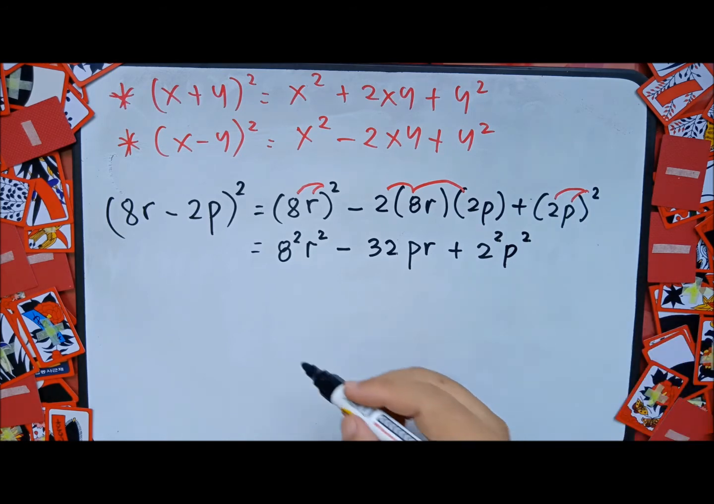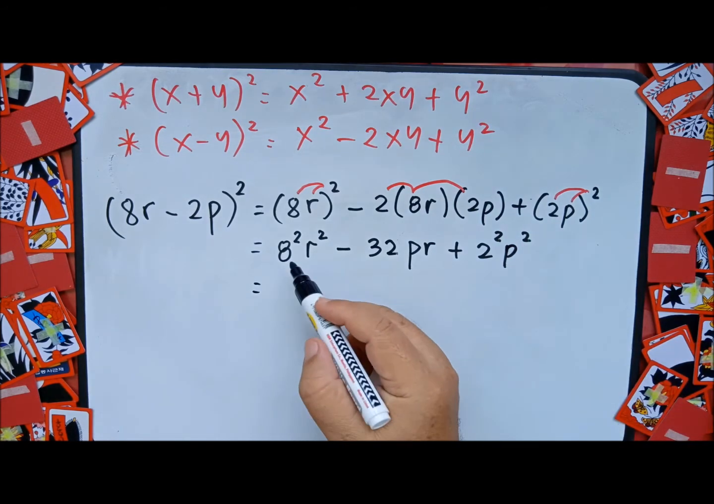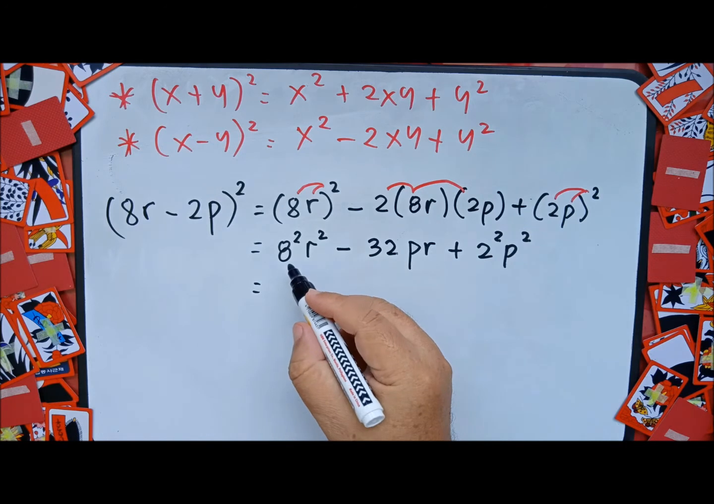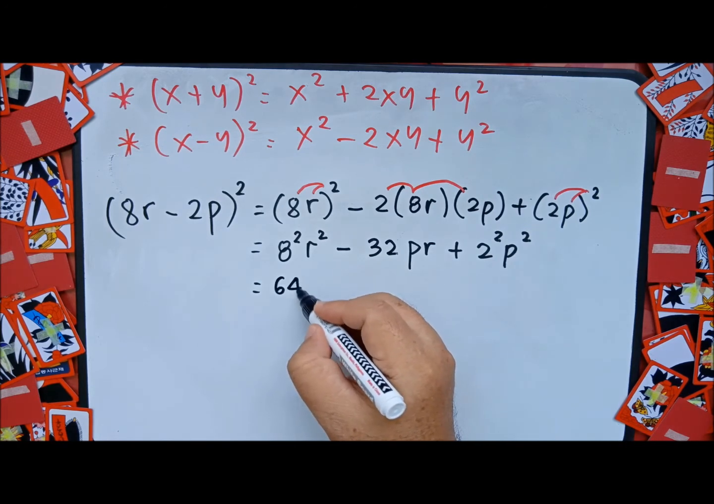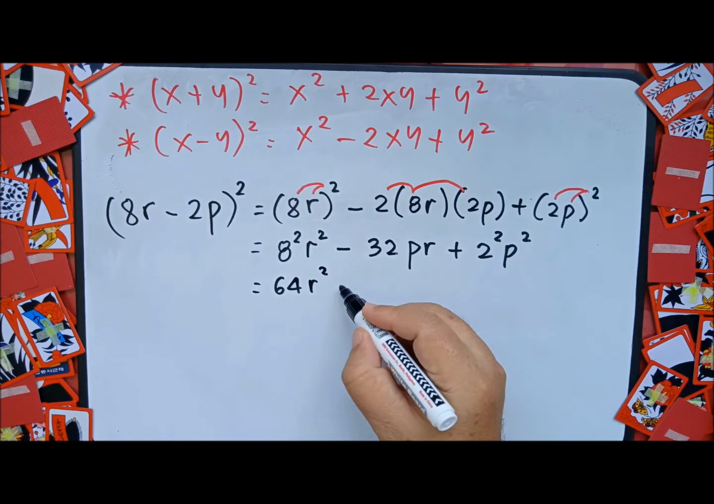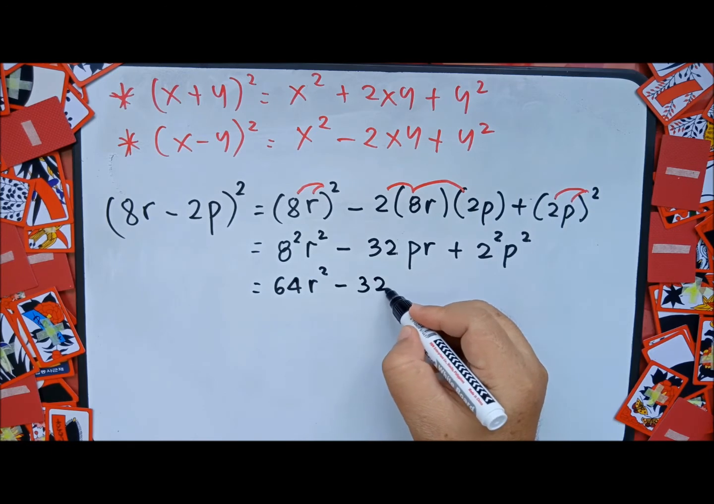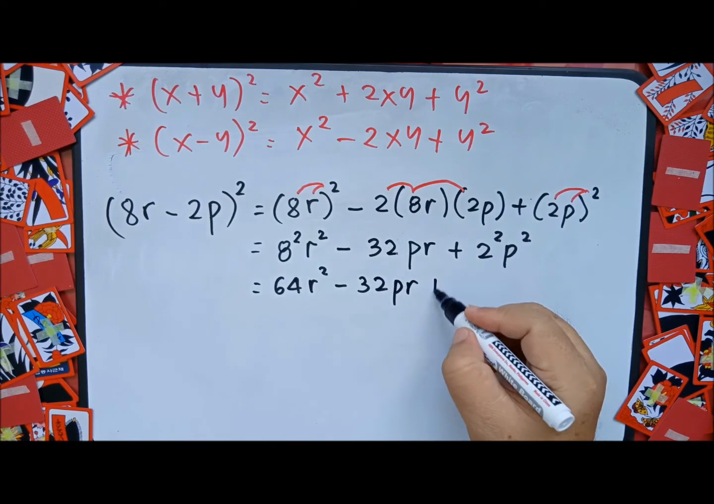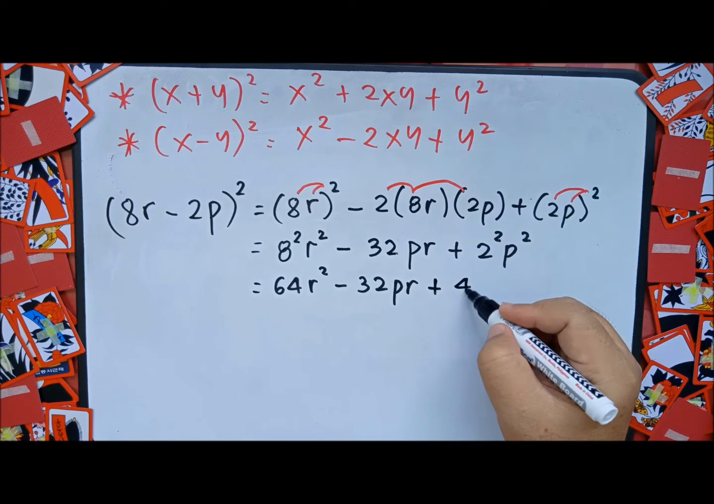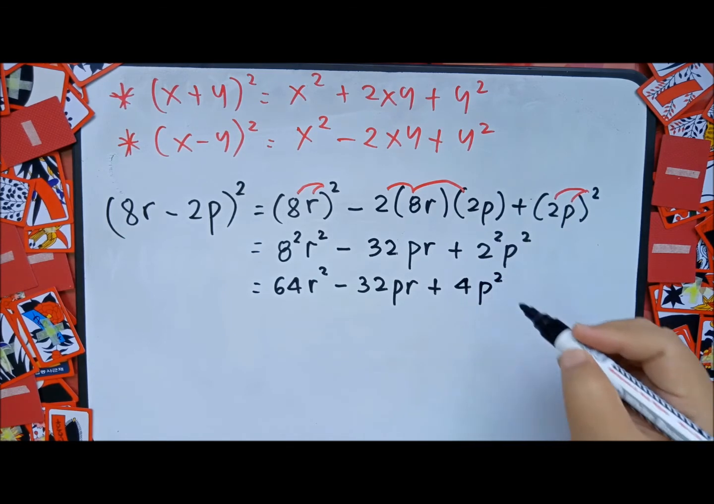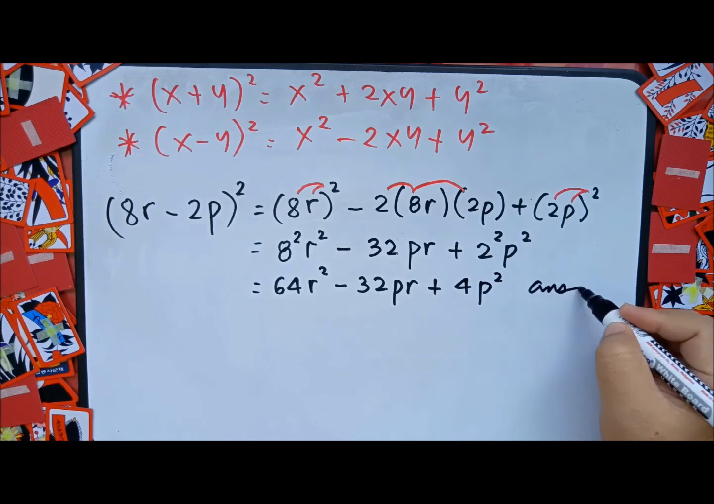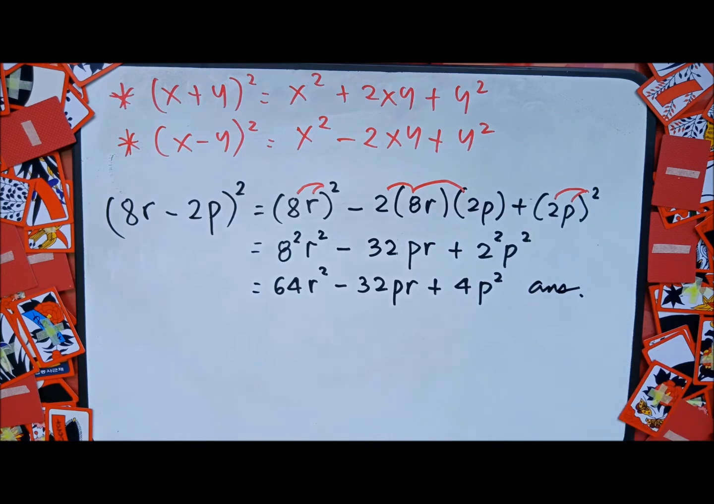Okay, now simplify. 8 squared. Do not multiply by 2. Remember that. 8 times 8, 64, r squared, minus 32pr, plus 2 times 2 is 4, p squared. So this will be your answer.